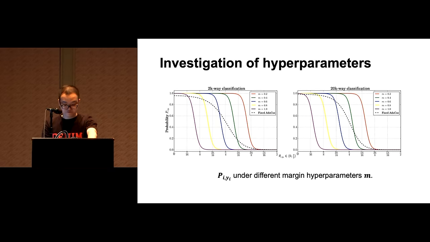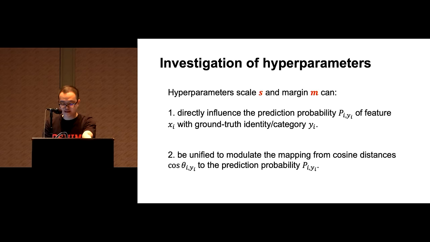So in summary, hyperparameters S and M can both influence classification probabilities and the final loss. We propose an adaptive hyperparameter to replace them in our loss function.